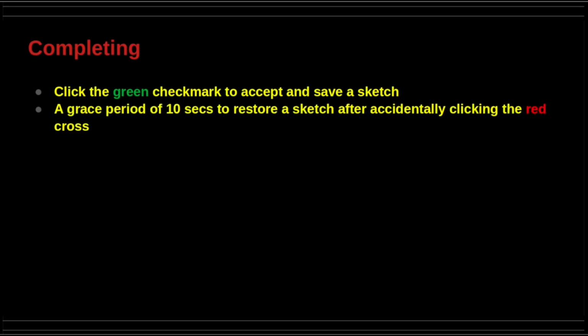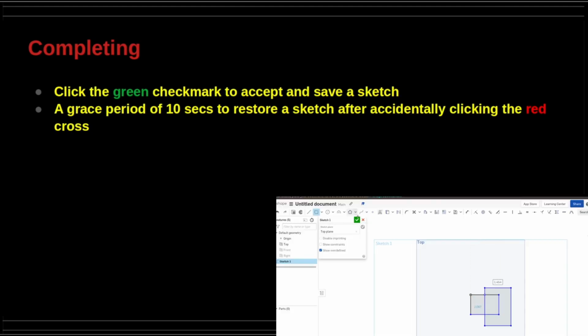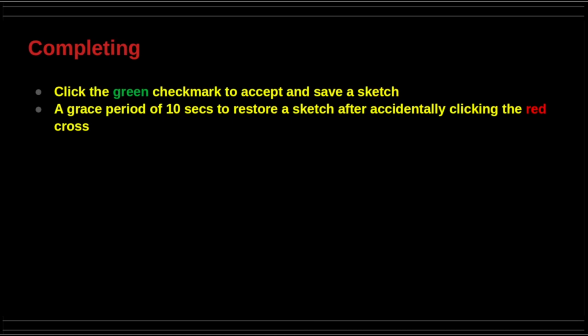Let's look at completing a sketch by working on a basic sketch. To complete the sketch, click the green checkmark to accept and save it. There is a grace period of 10 seconds to restore a sketch after accidentally clicking the red cross.